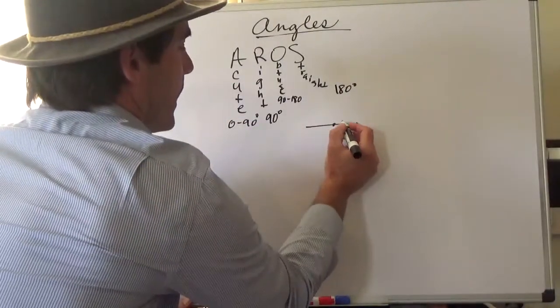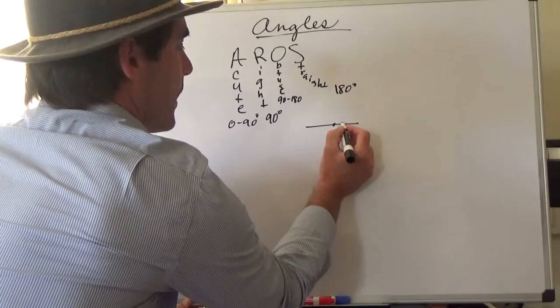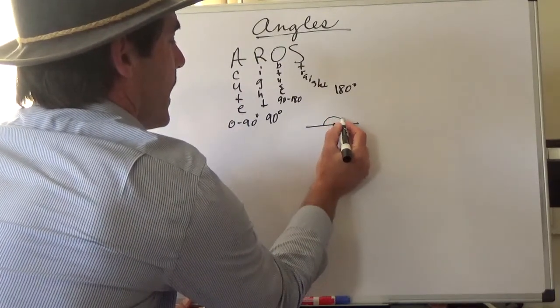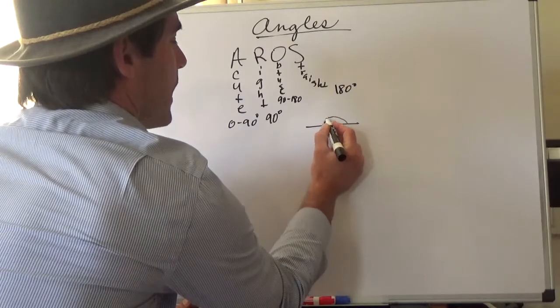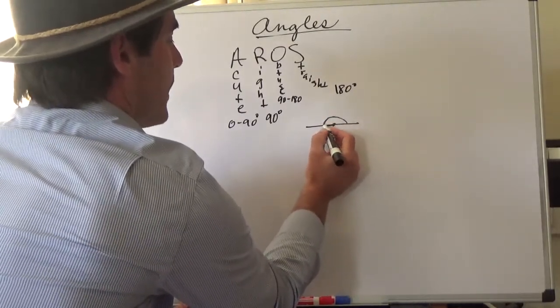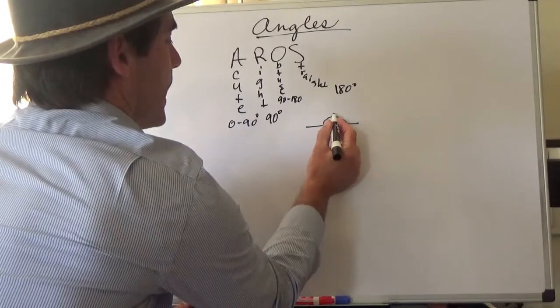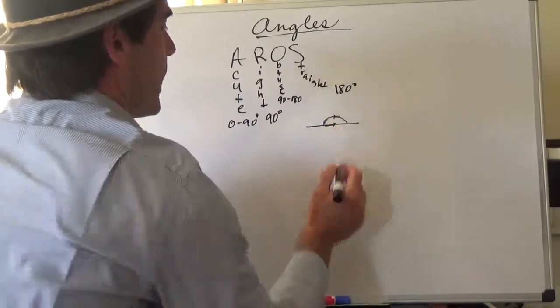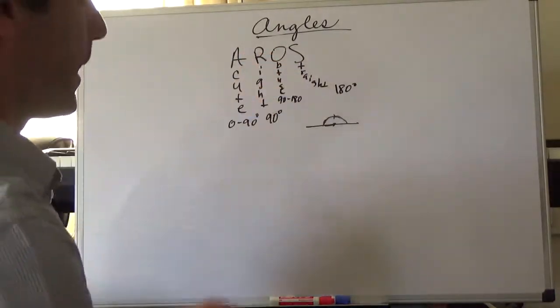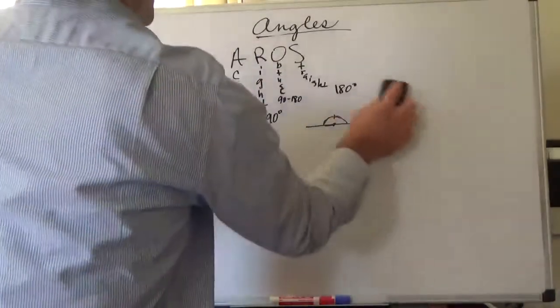So if I had a point right here and I started here, and let's say I watched the sun rise and then go all the way down, that sun would have gone 180 degrees up from here, which is 0 degrees, up to 90, and then over to 180. So AROS: acute, right, obtuse, and straight. And again, we can model that with our hands.